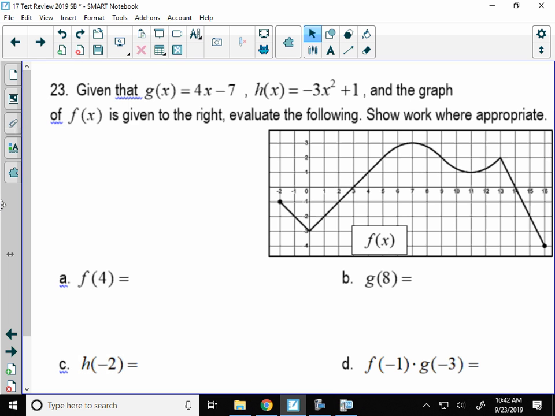All right, this video is going to have a lot. Number 23 and number 24. All kinds of graphs, all kinds of functions and features. All right, so I have for 23, three graph functions, g, h, and the graph of f.